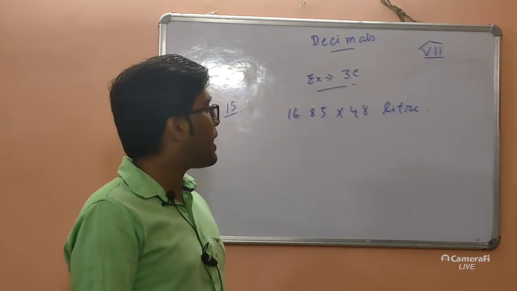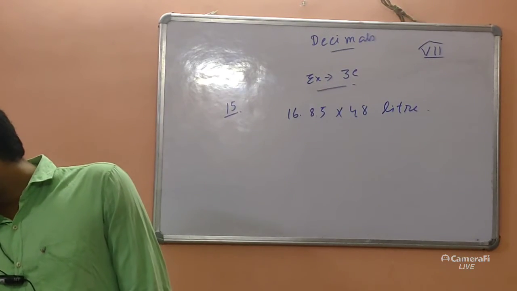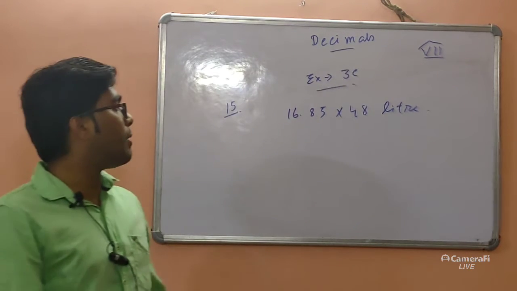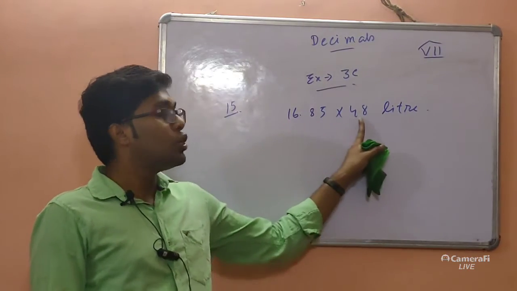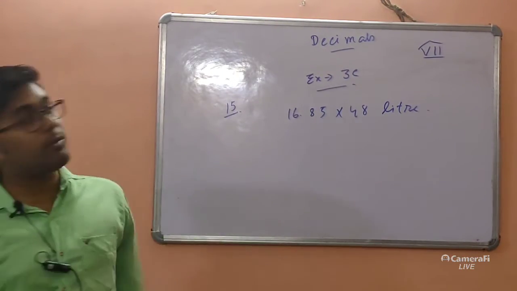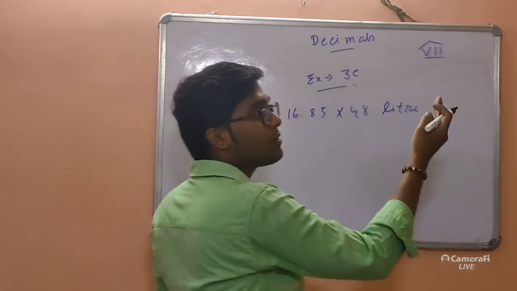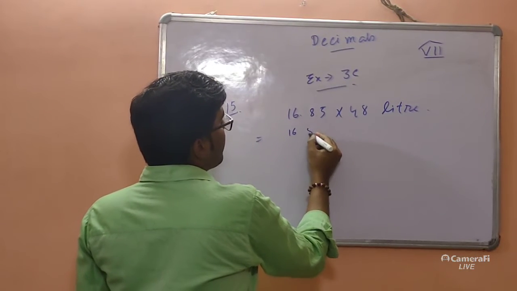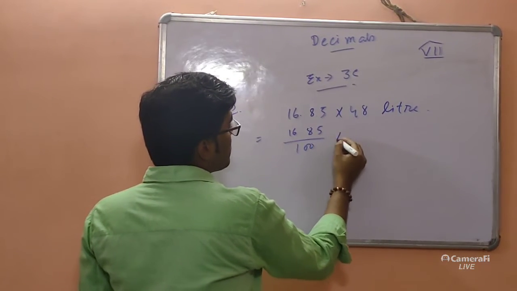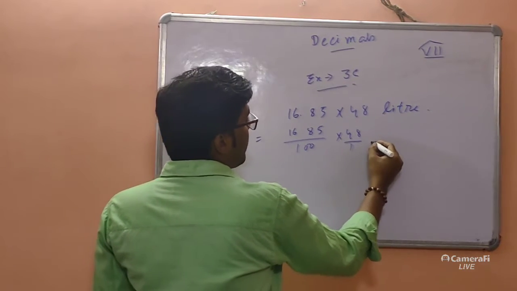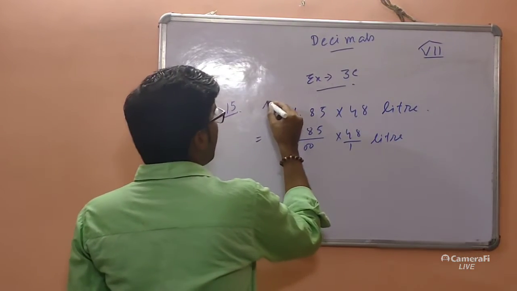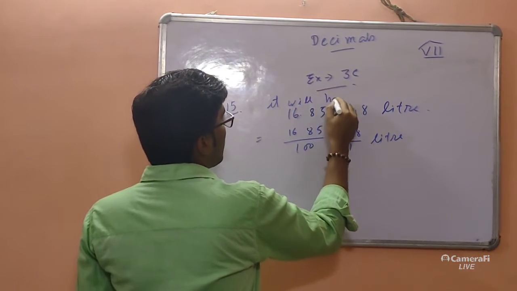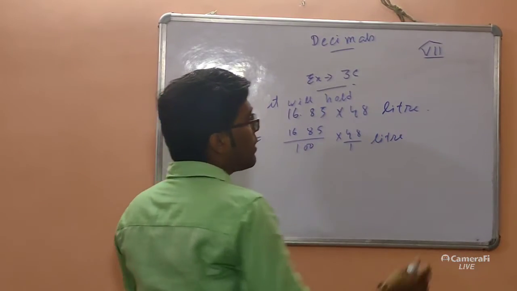Okay, 16.85 liters into 48. Again I am repeating the question. If one drum can hold 16.85 liters, so one drum can hold this much liters. So 48 such drums, how much will they hold? It will multiply, right? So simply multiply. Okay, this much liter. You will write it like this: it will hold this much liter. Simply multiply.